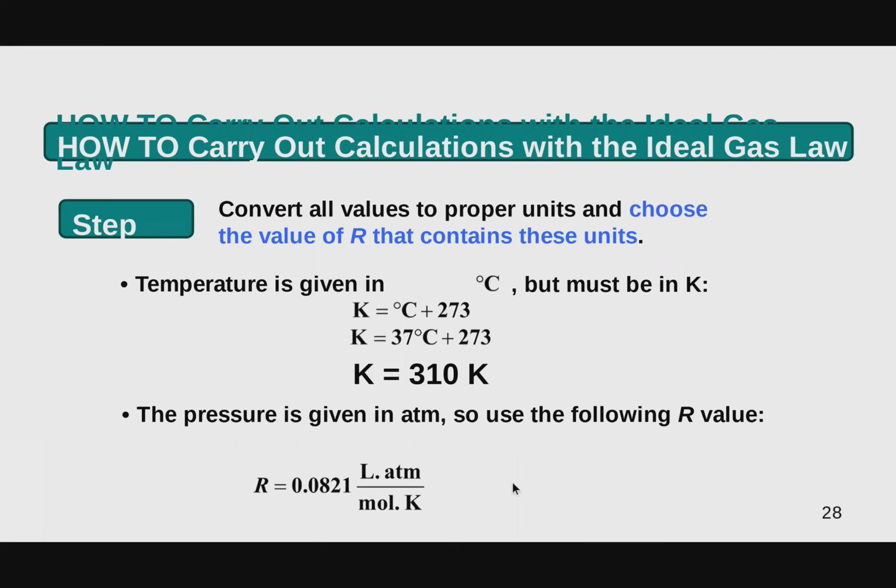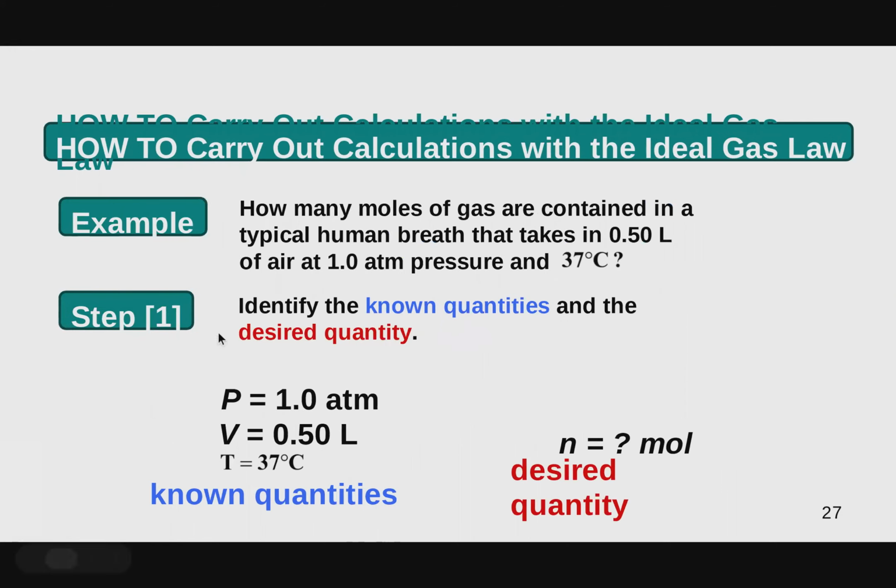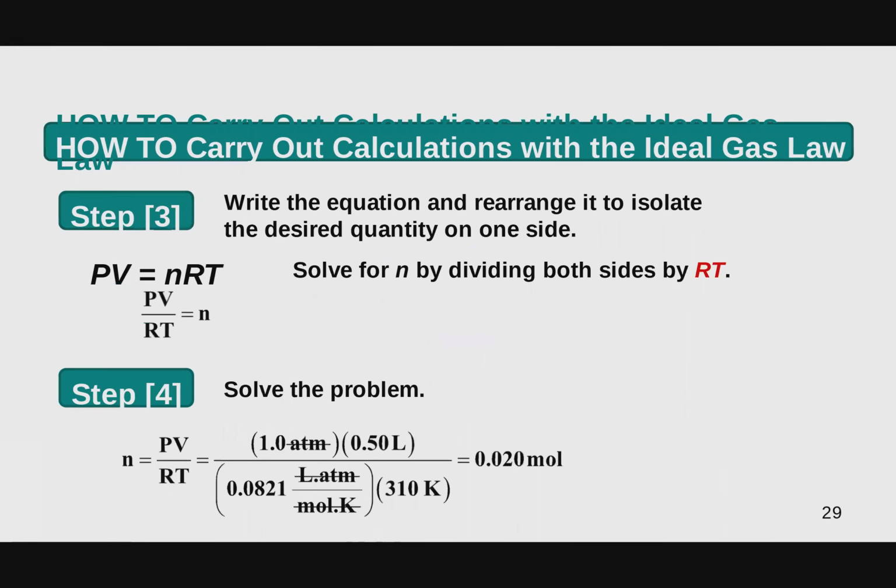Now, we also know that the pressure is given in atmospheres, so we'll use this value for our friend R. And now we have everything in the right units, right? Remember, this ideal gas law only works if things are in the right units. So what we simply do first is solve for N by dividing both sides by RT, giving us the equation that we can derive from PV equals nRT.